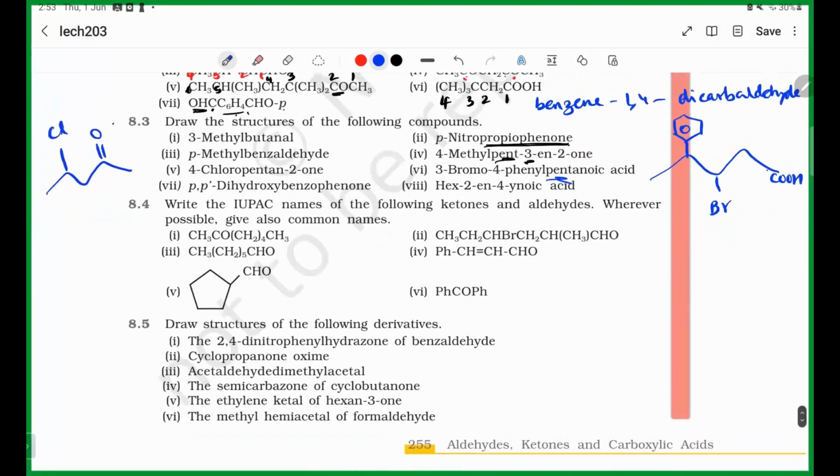Next, 7. Para-para-dihydroxybenzophenone. So what is benzophenone? First of all, this is benzene. This is phenone. This is benzophenone. Right? Now you have para-para-dash. P-dash means just the para position of the other benzene. Now hydroxyl, so both are hydroxyl. Okay, so that's an important compound.